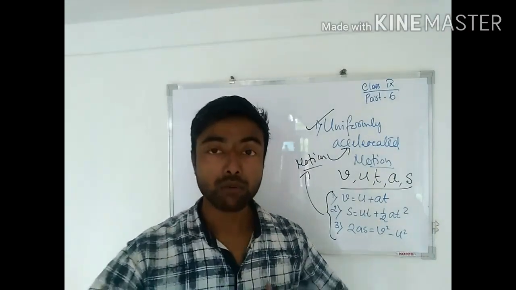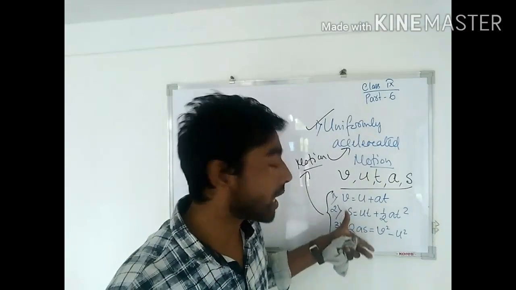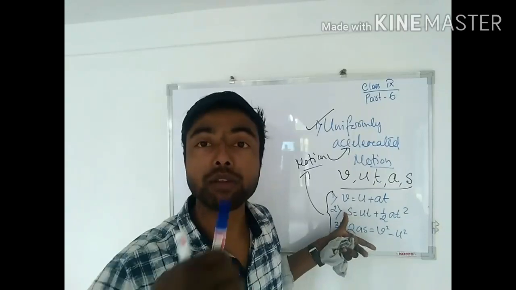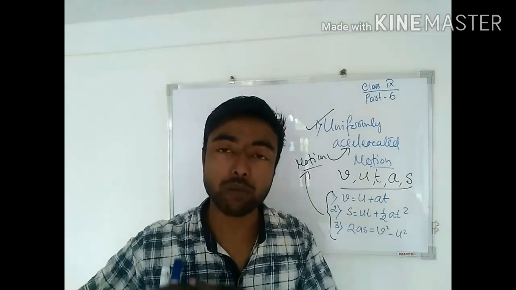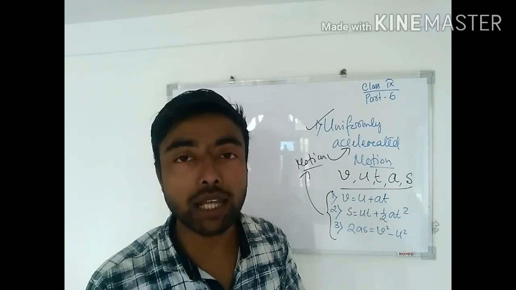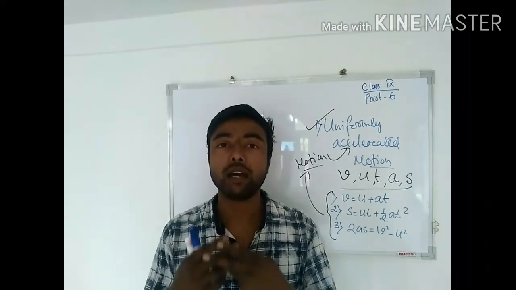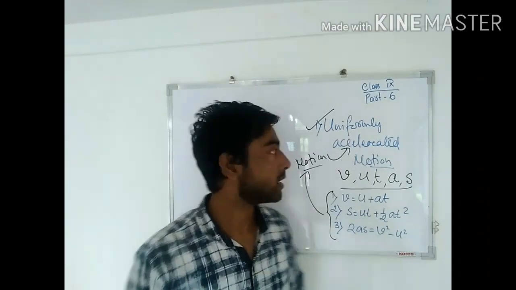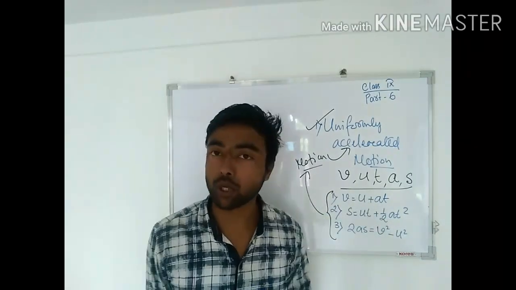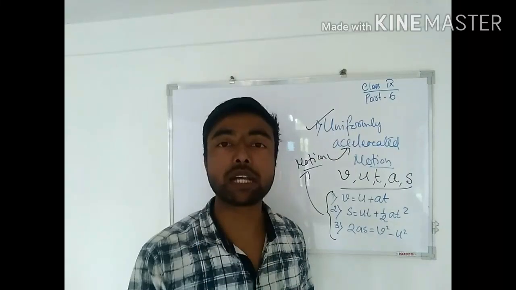Why? Listen very carefully. We will derive these 3 equations of motion by considering that the object is moving along a straight line as well as it has a uniform acceleration. The acceleration is fixed. Now, how will we derive this? Very important, we will derive by using the graphical method.